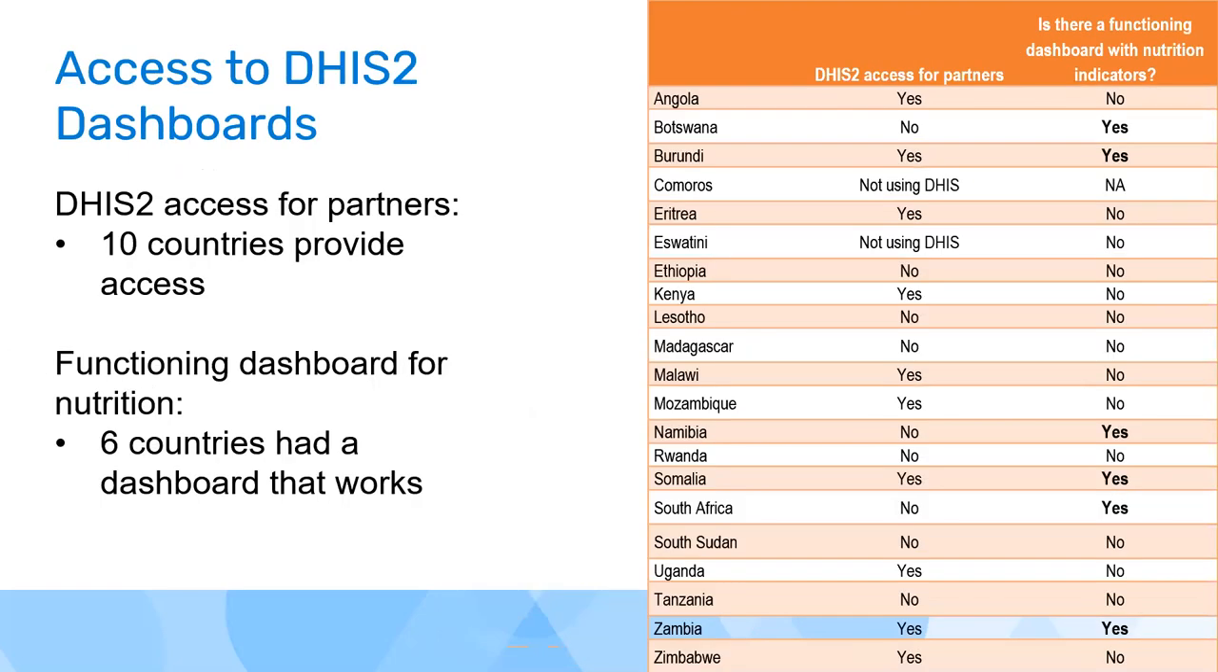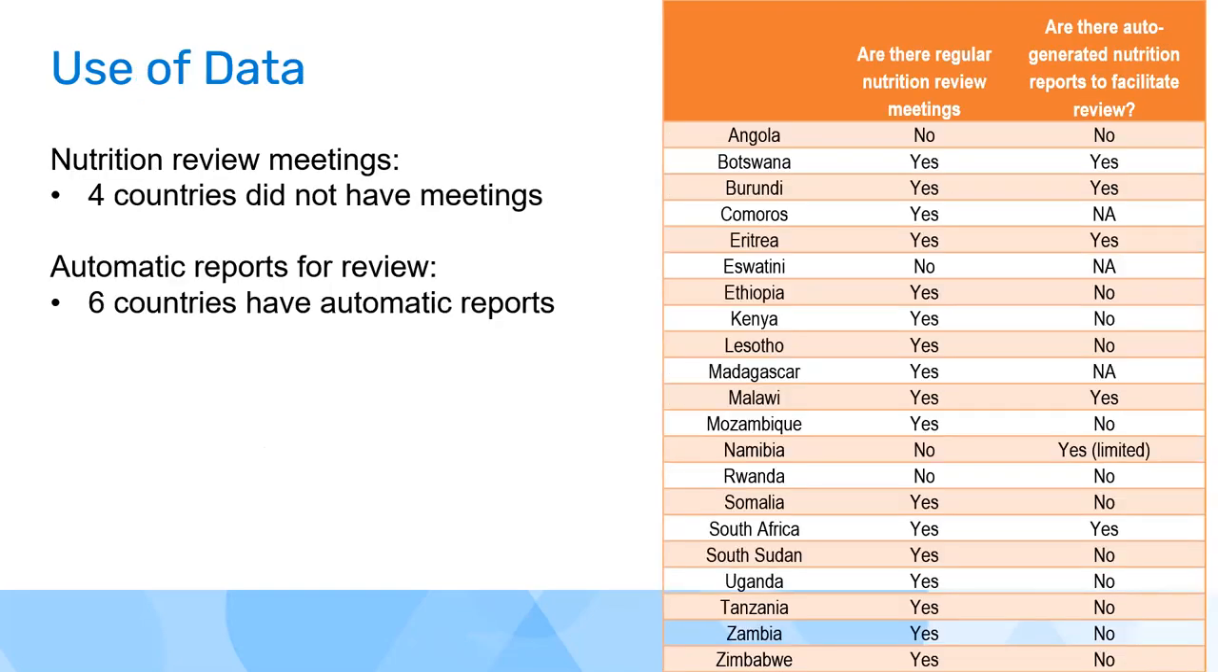Access to DHIS2 and dashboards. Only 10 countries provided access. The others, we had to do all sorts of funny things. And very few countries had a functional nutrition dashboard. And so there's a lot of work that needs to be done about how do you get data out in a format that people can use. People were using the data, that came across very strongly.